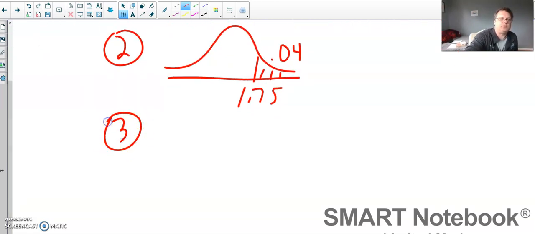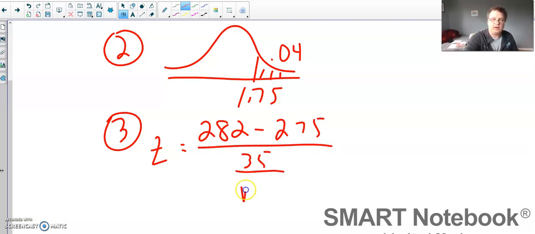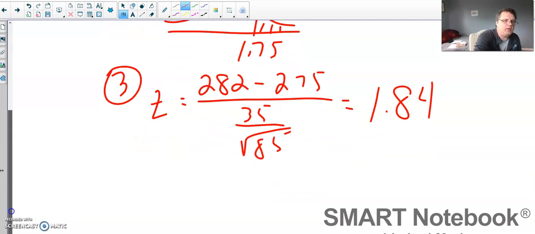Step three is you plug into the formula to find your z value, your z test statistic. The mean you found from the sample of 85 eighth graders is 282 minus the original mean of 275, all over the standard deviation of 35 over the square root of n, which is 85. Plug that all in your calculator. It's a z value, so it goes 2 decimal places. So it's 1.84 for your z value. Now, remember, you're shading away from the center.